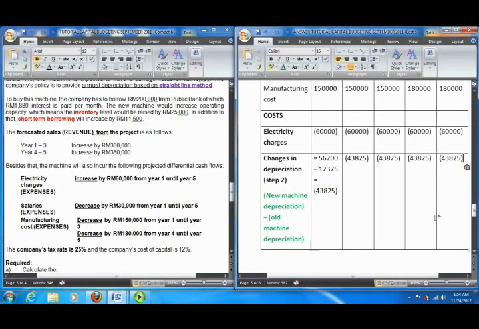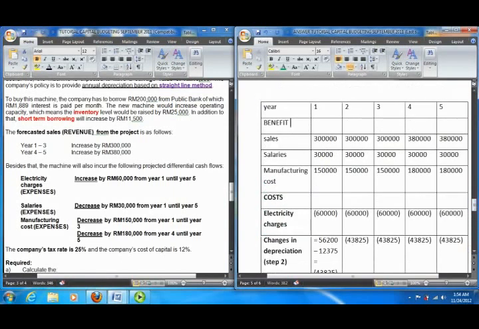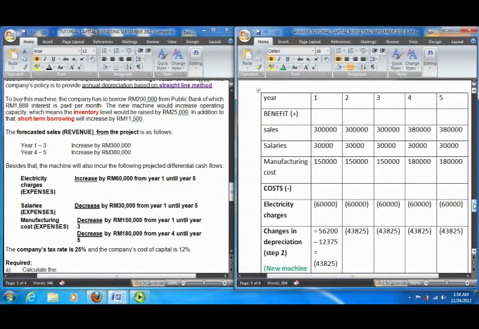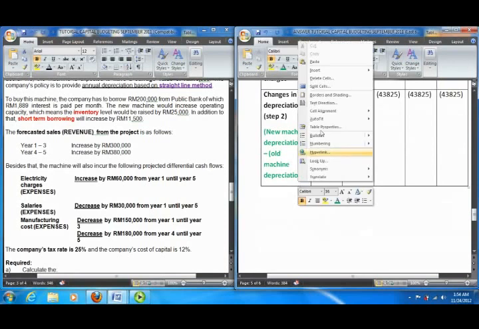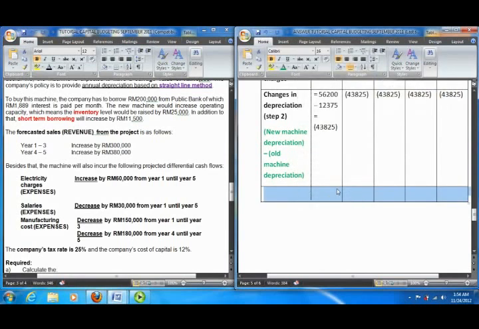Clear? Alright, class. After you have the benefit, don't forget to what, class? You need to plus all and minus all your costs. So I give an example, year 1: 300,000 plus 30,000 plus 150,000 minus 60,000 minus 43,825, then you will get your net annual cash flow. So what is the total, class?